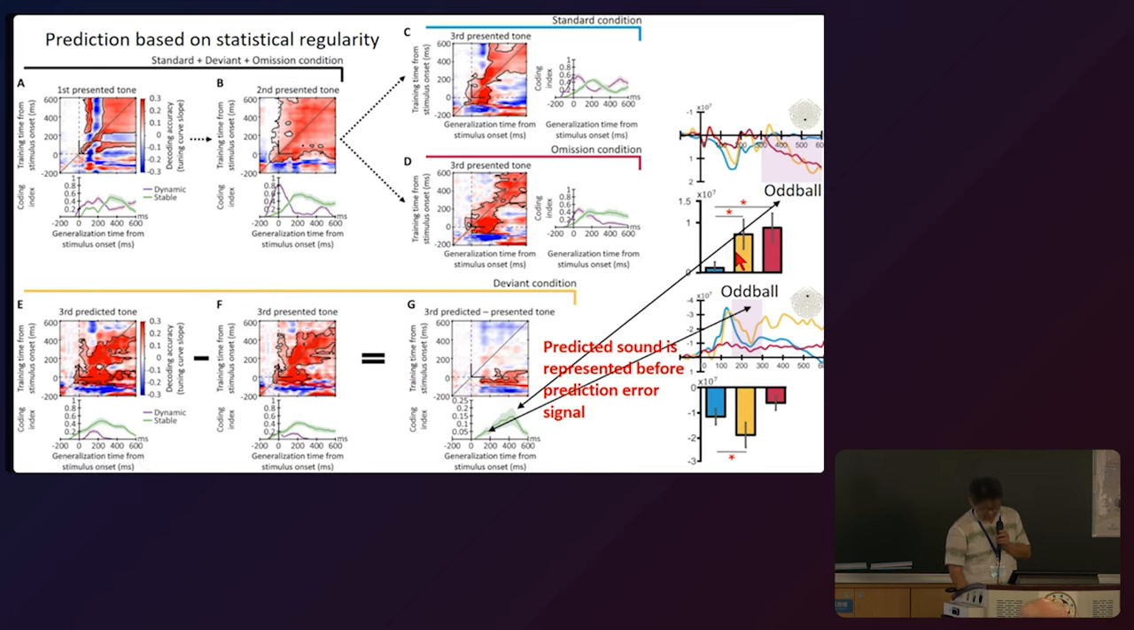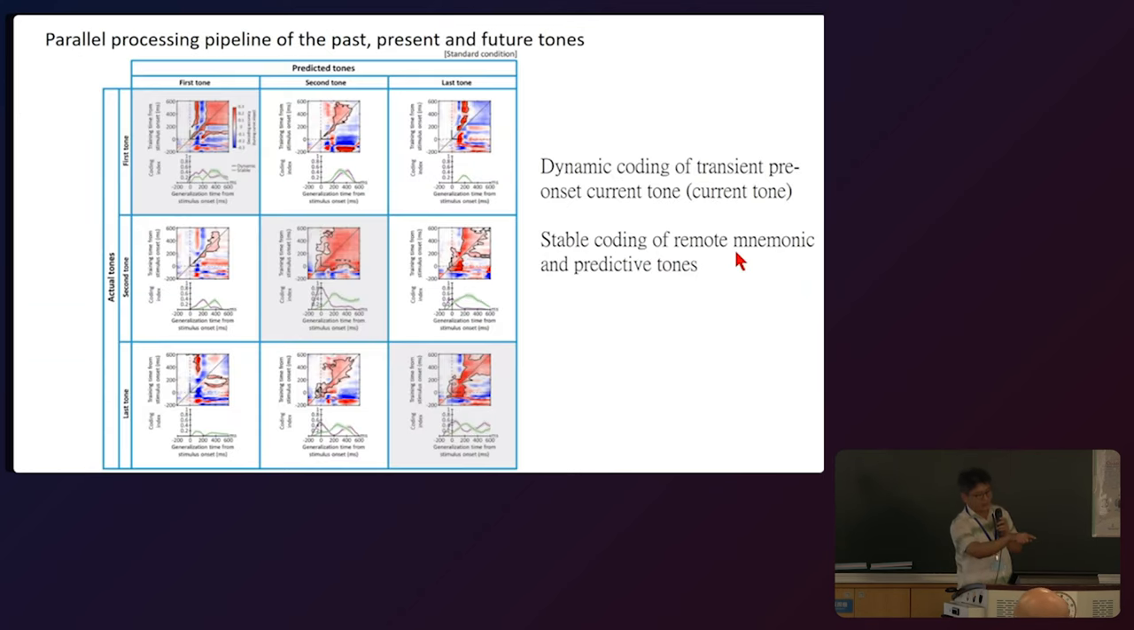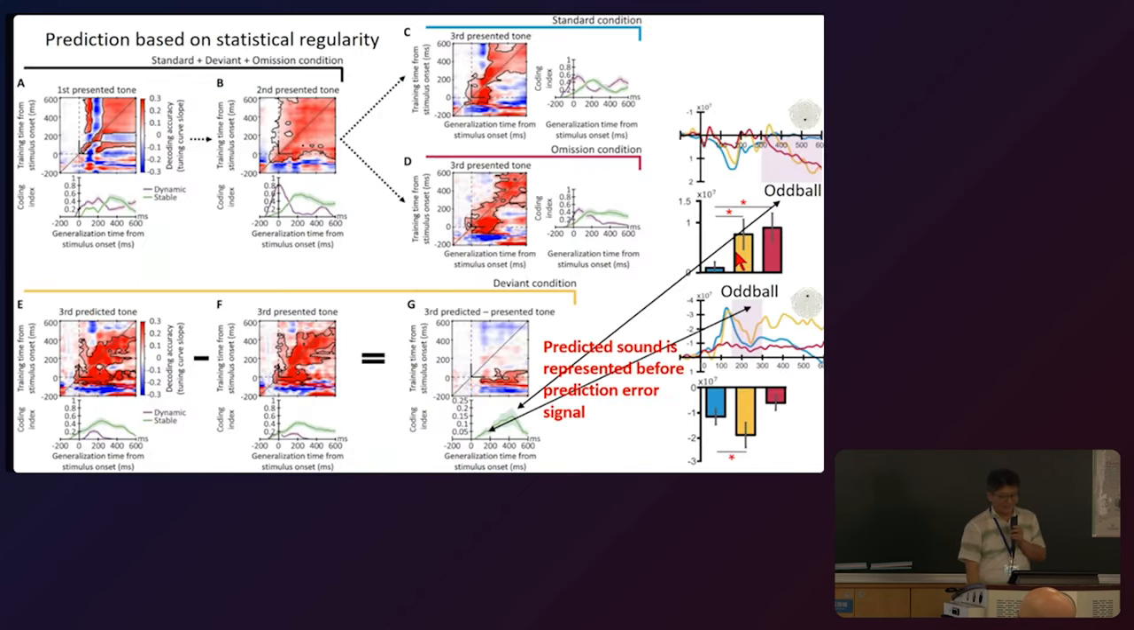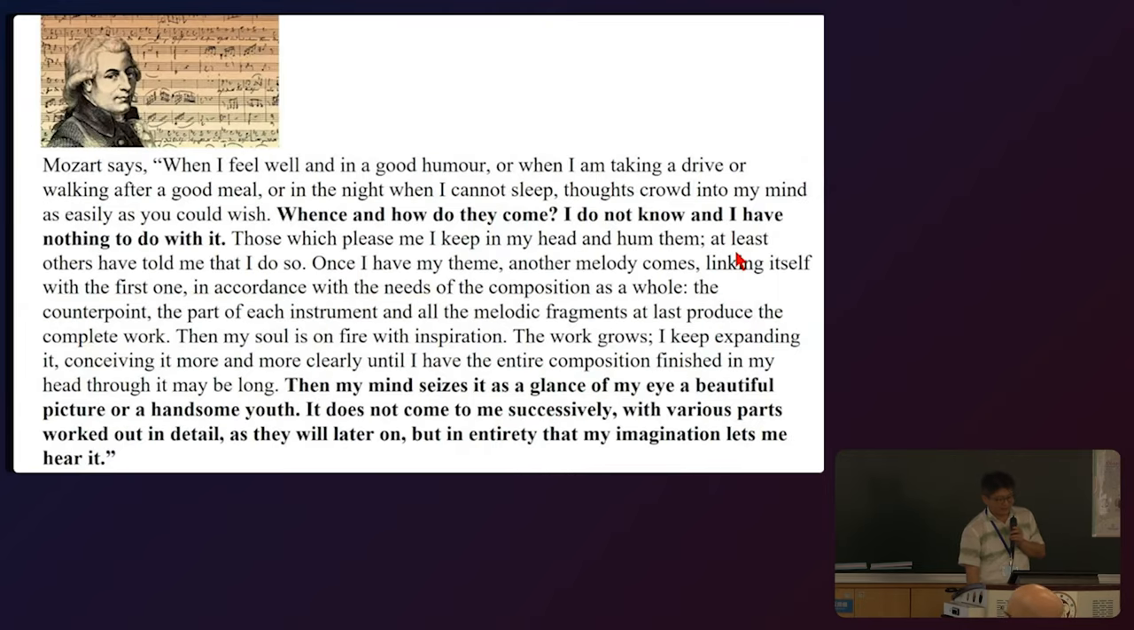So then when I saw this one, I was just wondering, when you repeatedly hear the same or similar sound, like a Beethoven piece, many many times, then you will have this kind of parallel reconstruction. At the same moment one note is played, or even before it's played, you will have a past, present, and future tone reconstruction in your mind, in your brain. But then I was just reading something else.